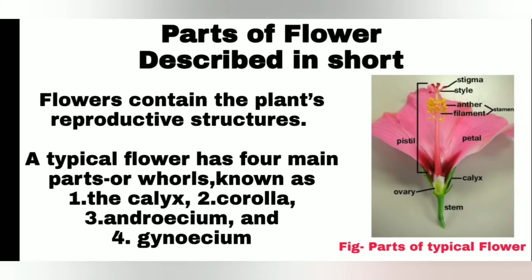Parts of a flower described in a chart. Flowers contain the plant's reproductive structures. A typical flower has four main parts or whorls known as the calyx, corolla, androecium and gynoecium. Parts of a typical flower are shown on the right hand side.